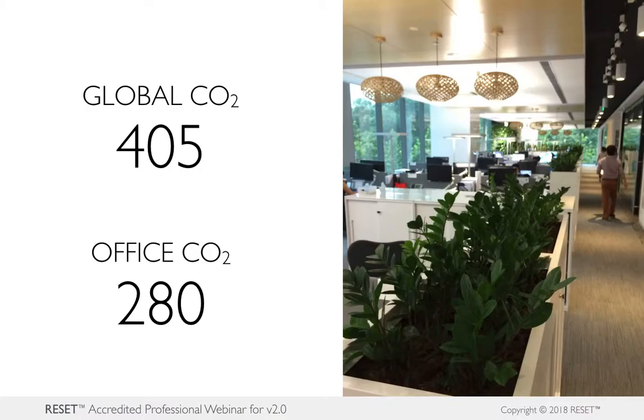And the results from this office were staggering. The space was able to achieve CO2 levels that had not been seen in about 150 years. So global CO2 at the time was 405, and the office was reporting CO2 at 280. So this office, in implementing the plants, attained levels that were pre-global warming levels. So again, numbers that we haven't seen in about 150 years.